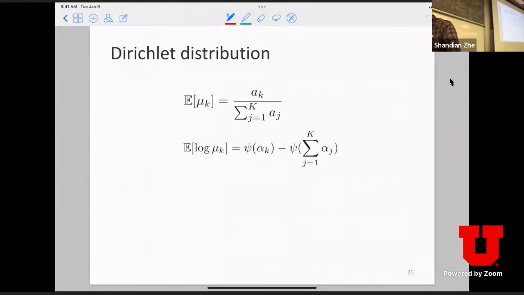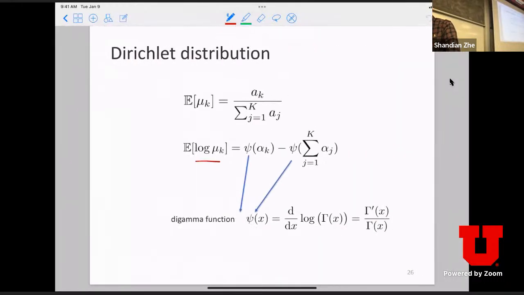Okay, so here are the important properties of a Dirichlet distribution. The expectation is proportional to the corresponding alpha. So you just divide alpha k, or sorry, this is alpha, it's not a, by the summation of all the parameters. Okay? And here is one interesting property about the Dirichlet distribution when we talk about topic models.